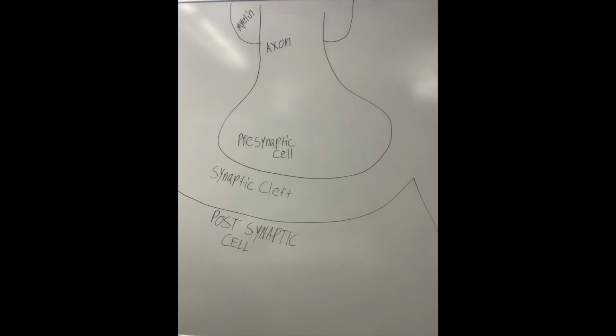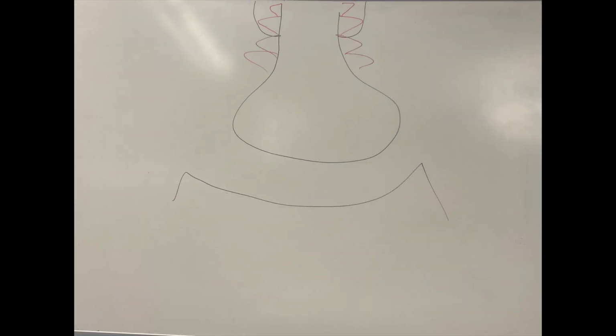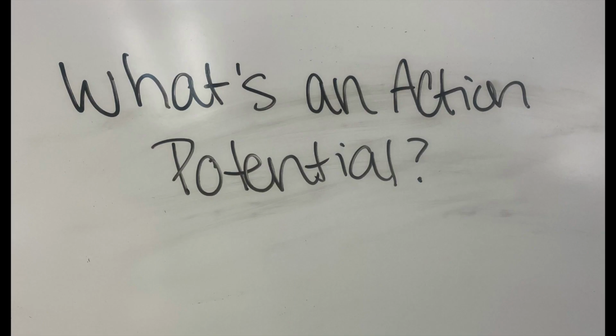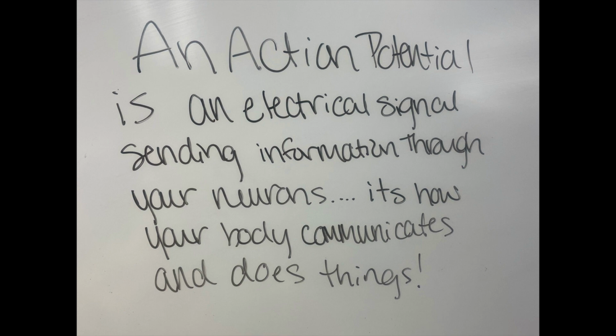As we can see here, we have the axon with its myelinated sheath and the presynaptic cell, the synaptic cleft, and the postsynaptic cell. Oh look, an action potential. What's an action potential? An action potential is an electrical signal sending information through your neurons. It's how your body communicates and does things.